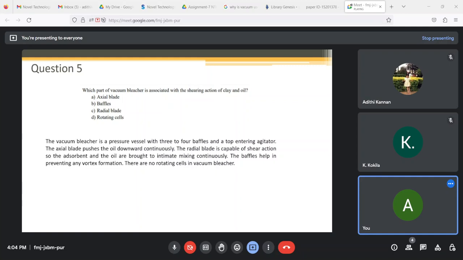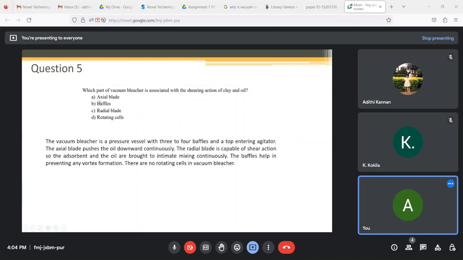You want your oil to be properly in contact with the clay. So in order to prevent that whirlpool formation and to increase the mixing efficiency, we have baffles in the walls of the bleacher. So this is the role of baffles in a vacuum bleacher. You have a top entering agitator, which means the agitator will be attached to the top of the vessel, and you'll have different kinds of blades attached to the agitator.